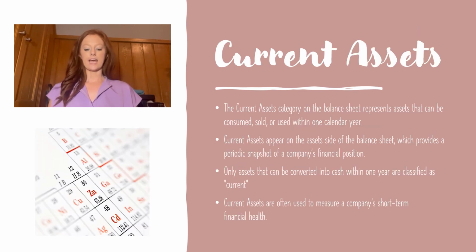The current assets category on the balance sheet represents assets that can be consumed, sold, or used within 1 calendar year. Current assets appear on the asset side of the balance sheet, which provides a periodic snapshot of a company's financial position. Only assets that can be converted into cash within 1 year are classified as current. Current assets are often used to measure a company's short-term financial health.